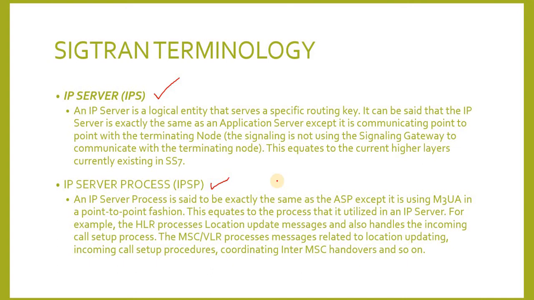For example, the HLR processes location update messages and also handles the incoming call setup process. The MSC/VLR processes messages related to location updating, incoming call setup procedures, coordinating inter-MSC handovers and so on. An ASP can communicate through exactly one SCTP endpoint. In this case, the nodes must be used in a point-to-point fashion for the IP server process to be realized.